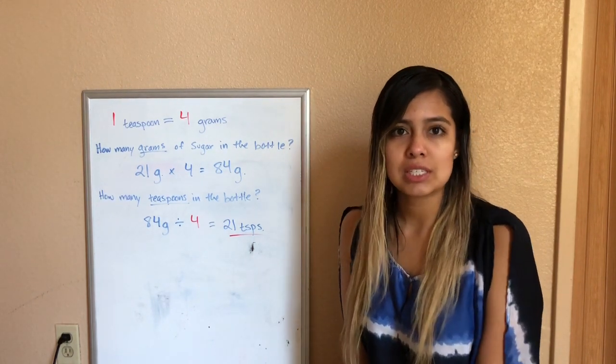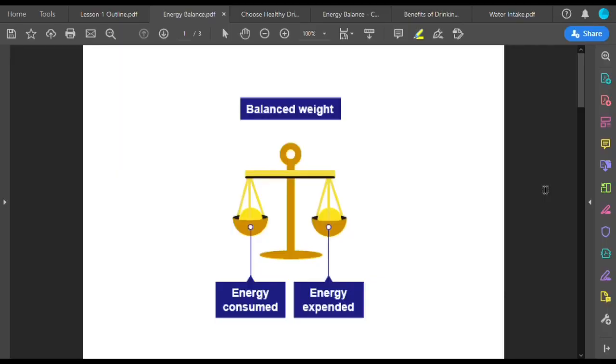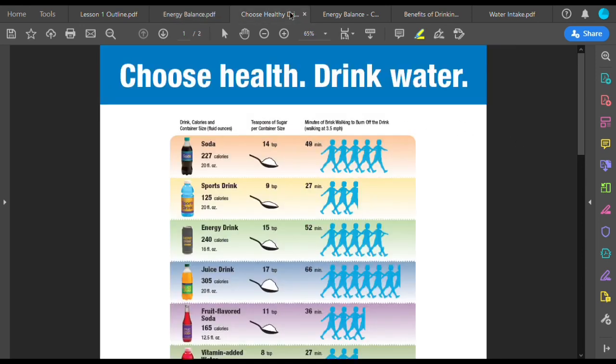So how do sugary drinks lead to weight gain? Well, in order to maintain our body weight the same, the energy or calories we take in has to equal the energy or calories we take out. This is called energy balance. Consuming sugary drinks increases our calorie intake and how much energy we need to expend to burn these calories. For example, a typical 20-ounce soda contains 227 calories. We need to walk for 49 minutes after we drink this beverage in order to burn off these extra calories and remain in energy balance.